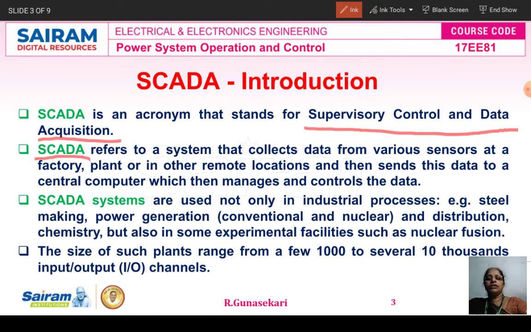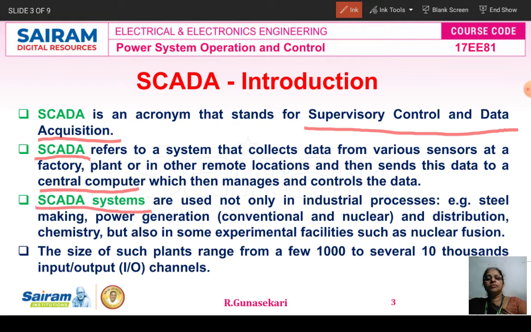SCADA refers to a system that collects data from various sensors at a factory, plant or other remote locations, and then sends this data to a central computer, which manages and controls the data later. This is the function of SCADA.